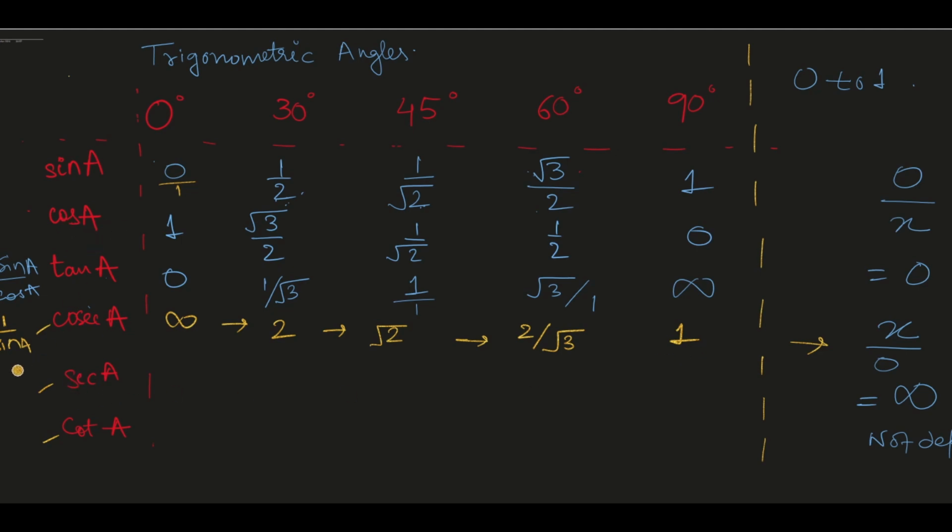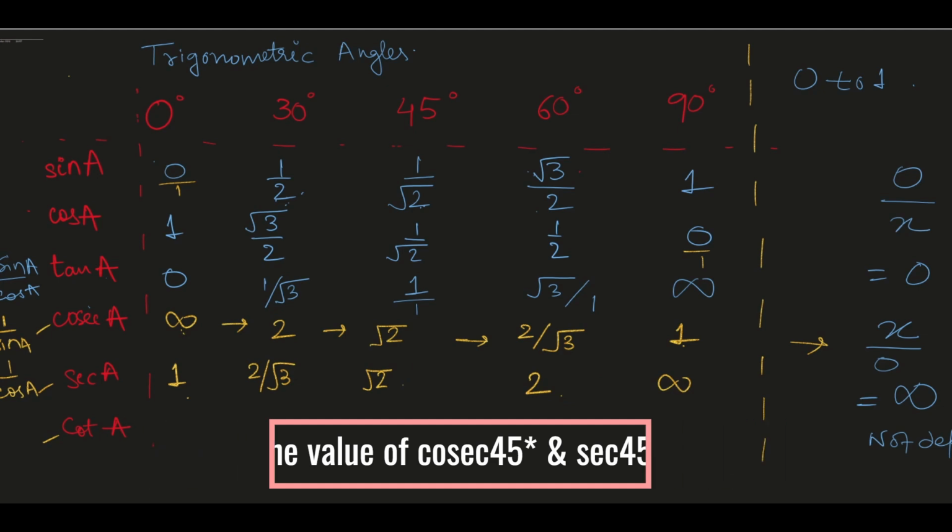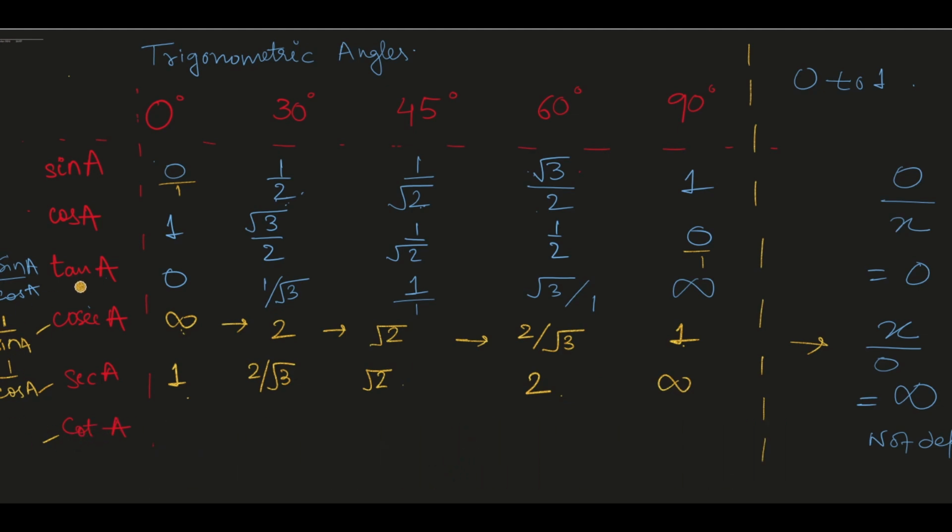Sec will be the reciprocal of cos. So this will be 1 by cos A. 1 by 1 which will be 1. Then root 3 by 2. Root 3 by 2 will become 2 by root 3. 1 by root 2 will become root 2. 1 by 2 will become 2. And 0 by 1, see, 0 by 1 will become 1 by 0, which is not defined. Now again, we can just establish a relationship between these, starting the journey from infinity till 1. And for sec, it is in reverse order. 1 comes here, 2 by root 3 comes here, root 2 remains at that place only, 2 goes there, and infinity goes there. Okay.